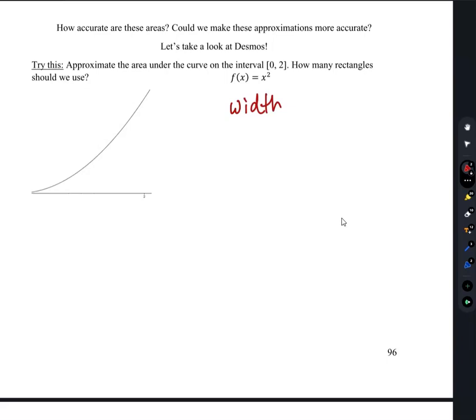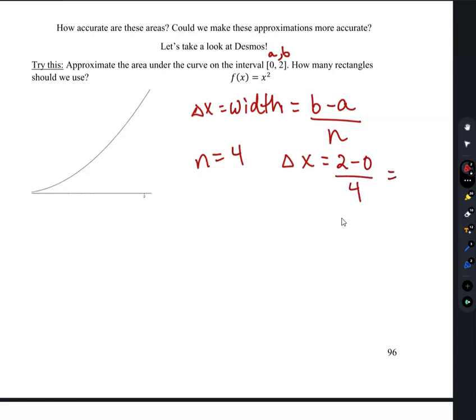Let's think about what the width of each of those rectangles would be. So the width, if this is A and this is B, and that's my interval that I'm working with, you can always think of it as B minus A divided by N. So let's say if we use 4 rectangles, then the width, which I'm going to call delta X, would be 2 minus 0 divided by 4, or 1/2, or 0.5, however you want to write it.